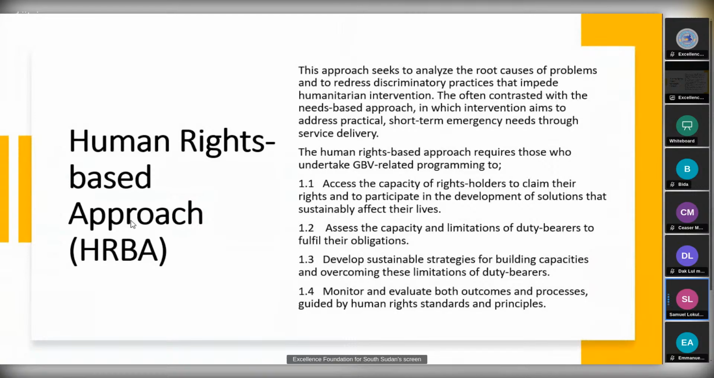Which means here you go directly to the people who are affected. If you're providing assistance to vulnerable women, you need to go to these women and ask them, as they are the right holders to claim their rights. You ask them what the challenges are, what they want, and how we can go over this so that they can develop these solutions together with you. You can easily work toward sustainability.